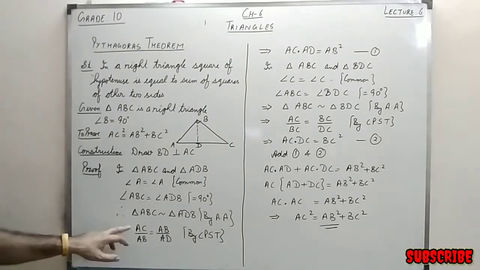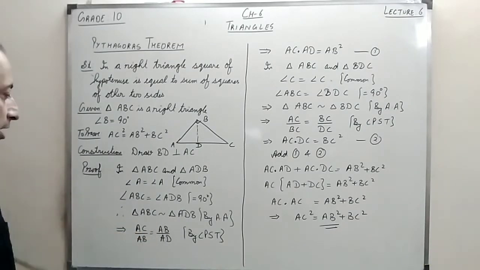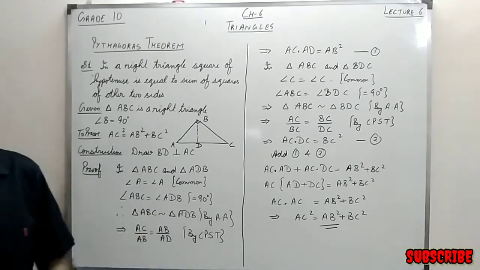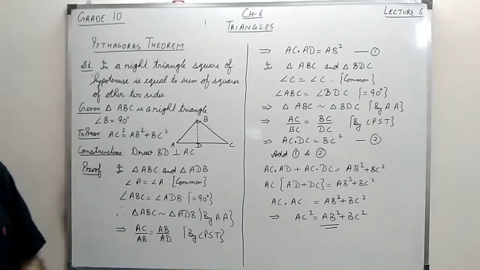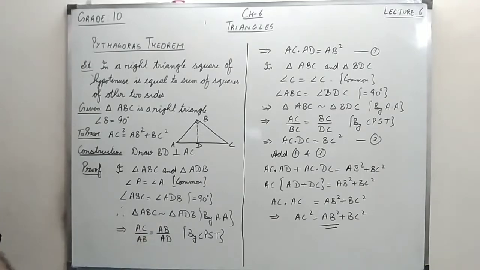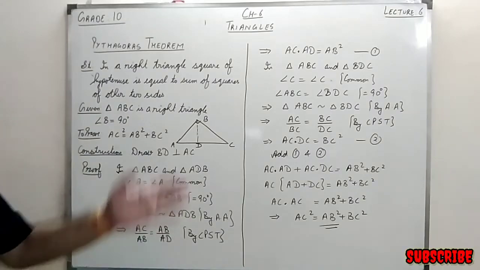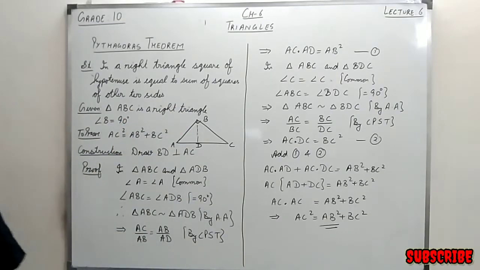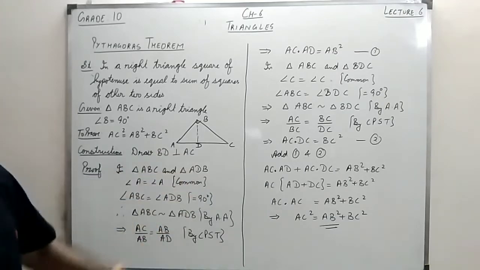So we have taken AC upon AB is equal to AB by AD. Why have we chosen these sides? Because these are the sides which we have to prove, the sides which will be coming in the proof actually. So when we cross multiply, what do we get? We get AC into AD equal to AB square. That is the first equation. In the first case, I have taken the small triangle ADB.